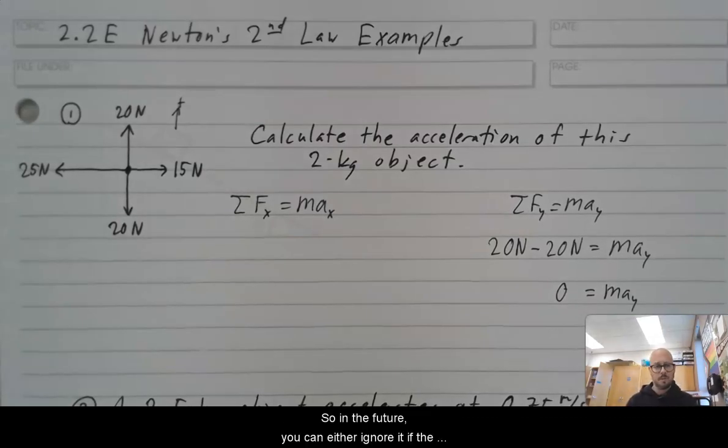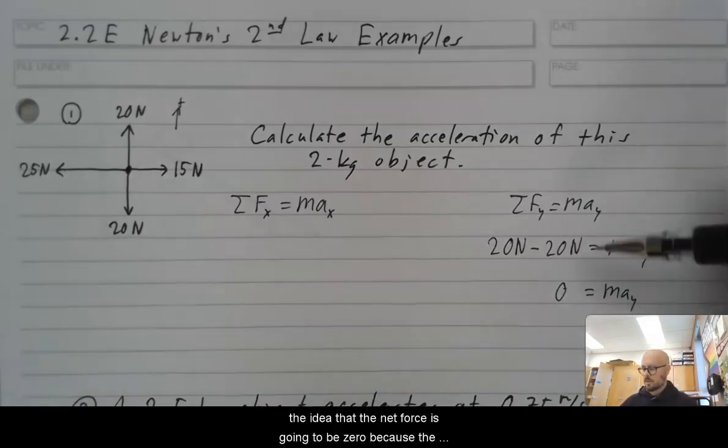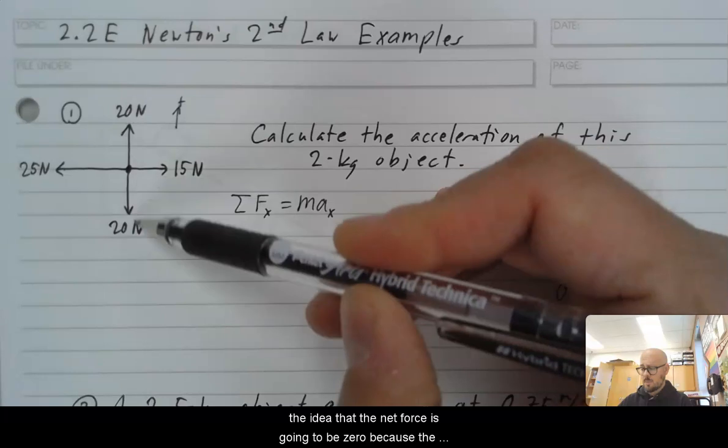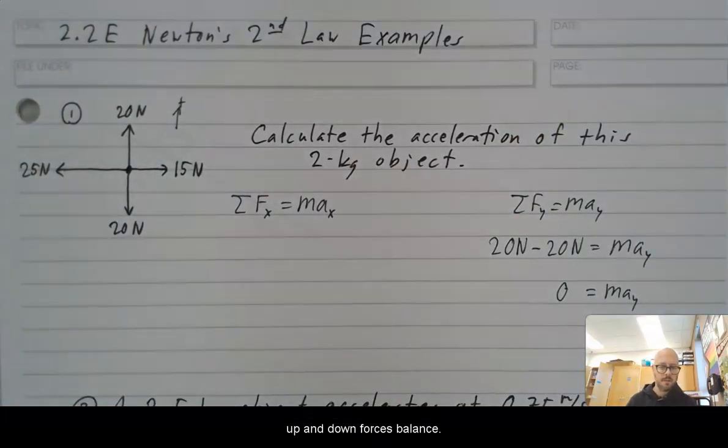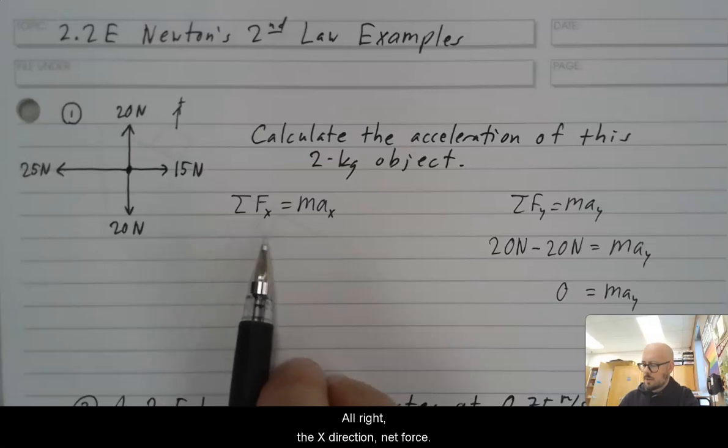So in the future, you can either ignore it if the problem allows for it, or you can just skip right to the idea that the net force is going to be 0 because the up and down forces balance. Just be careful with that for now. All right, the x direction net force.